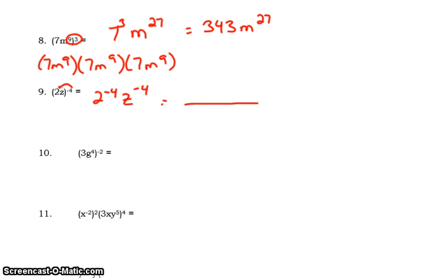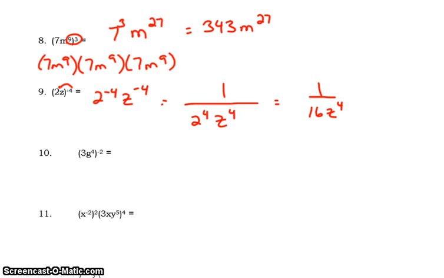So both of them are going to move to the denominator. And when they move to the denominator, everything becomes positive. And now we can actually do the math. 2 to the 4th becomes 16. So we have 1 over 16 z to the 4th.